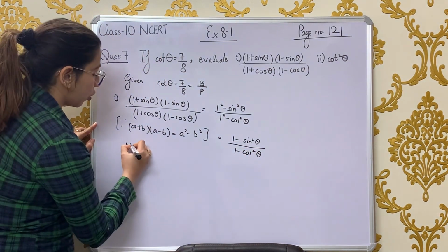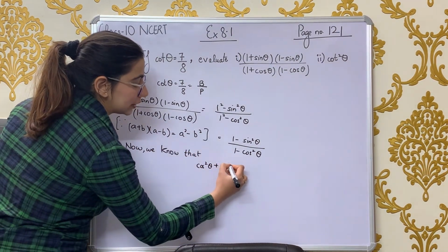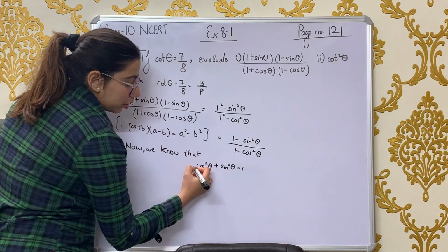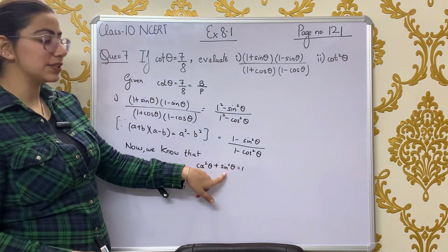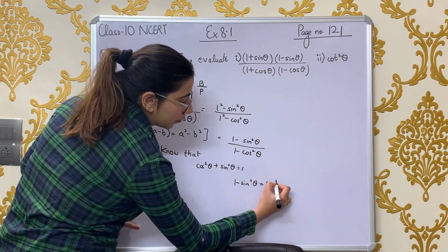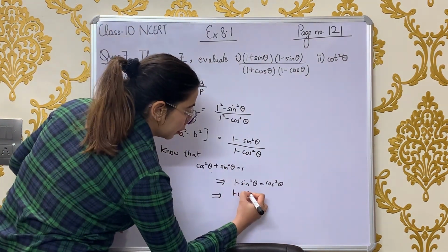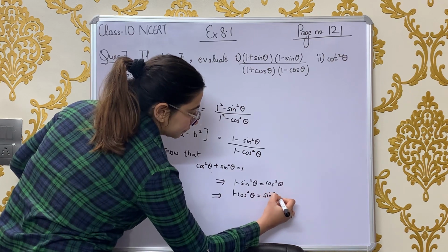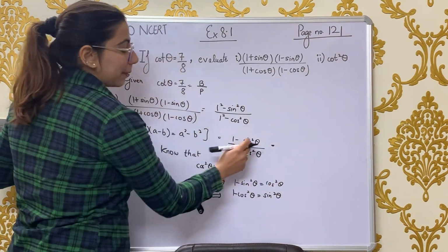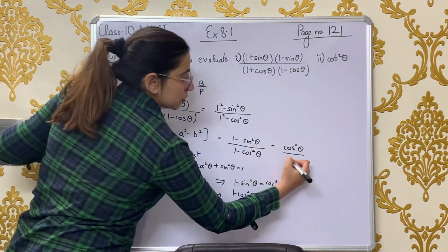Right? Now, we know that cos square theta plus sine square theta is equal to 1. From here, I can say that 1 minus sine square theta will be nothing but cos square theta. Or we can also say that 1 minus cos square theta will be equal to sine square theta. So putting these values in our question, we get 1 minus sine square theta is equal to cos square theta and 1 minus cos square theta is equal to sine square theta.